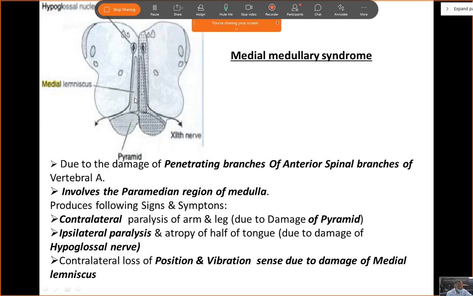The medial lemniscus carries all the sensory fibers from the left side to the right side and the right to the left, so that is why the deficit is opposite. If the right side is involved, then the left side fibers are damaged. This is the sensory internal arcuate decussation, the sensory decussation. So this is our medial medullary syndrome. These are the two main syndromes which are due to ischemia of the artery.